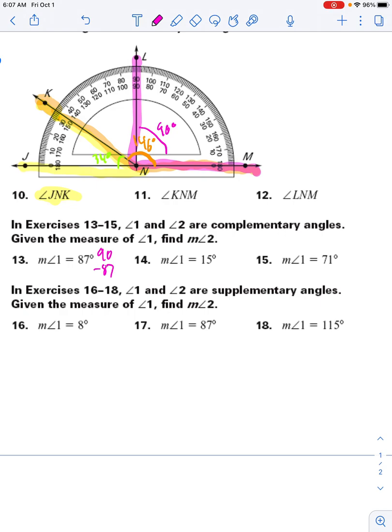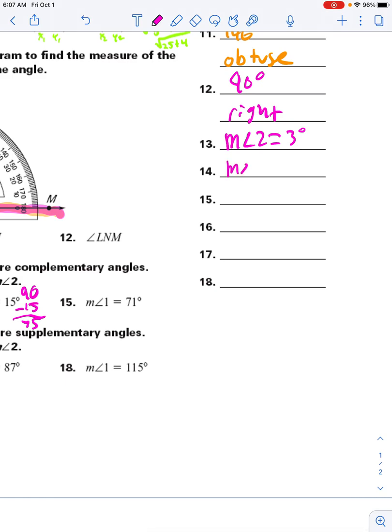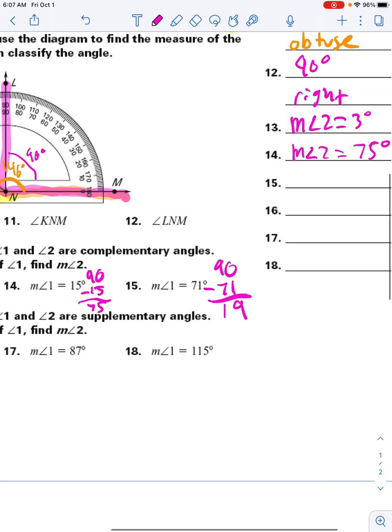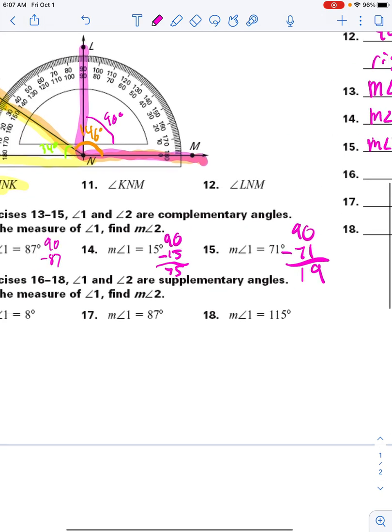Find the measure of angle 1, or find the measure of angle 2 if angle 1 is 15. Again, complementary means they add up to 90. So that's going to give me 75 degrees. So the measure of angle 2 equals 75 degrees. And same thing again, measure of angle 1 is 71, then that means the measure of angle 2 is 19 degrees.